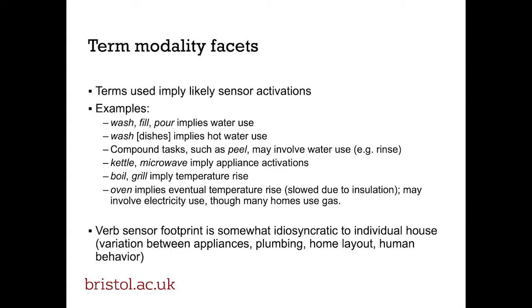More difficult is the oven, because in many cases you will see that in mains activations, what's used in the home. But in the United Kingdom, many homes use gas ovens, which means that it will not appear directly. It will only appear indirectly as a form of eventual temperature and often humidity change. Boil and grill, of course, will also imply that temperature rise and may or may not imply electricity use. So the verb sensor footprint, what you will see when a verb goes off, so when someone sets off a kettle, for example, is somewhat idiosyncratic to the individual home, appliance, plumbing, home layout, all of those things.